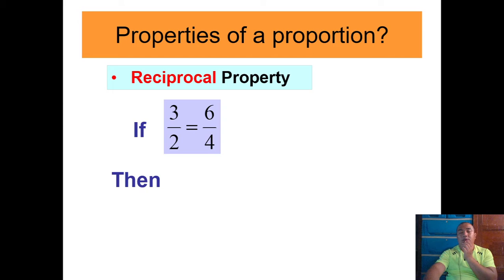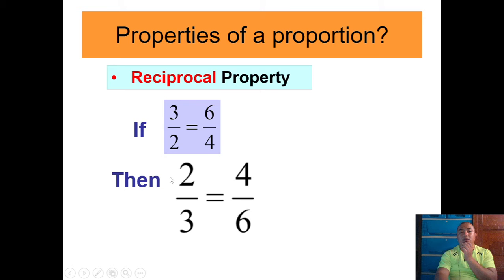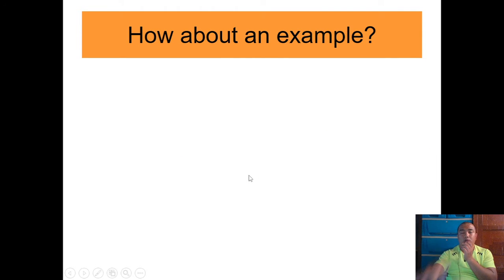We also have reciprocal property. If 3 halves equals 6/4, then 2/3 equals 4/6. Okay, reciprocal of 3 halves, 2/3, reciprocal of 6/4, 4 over 6. Equal pa rin yan. By cross product, 2 times 6, 12. 3 times 4, 12. 12 is equal to 12.